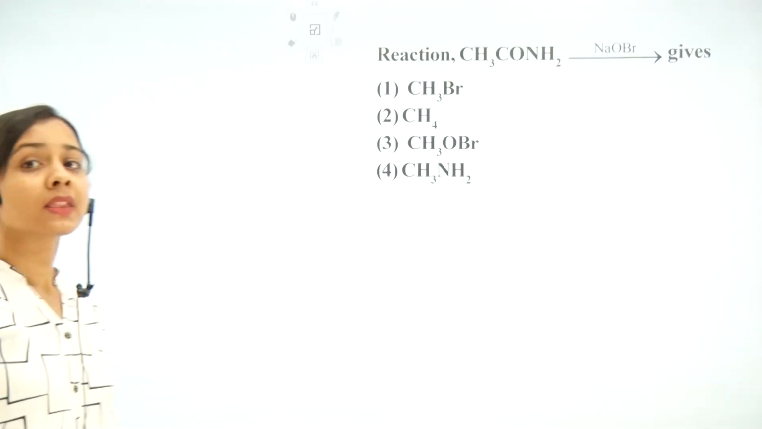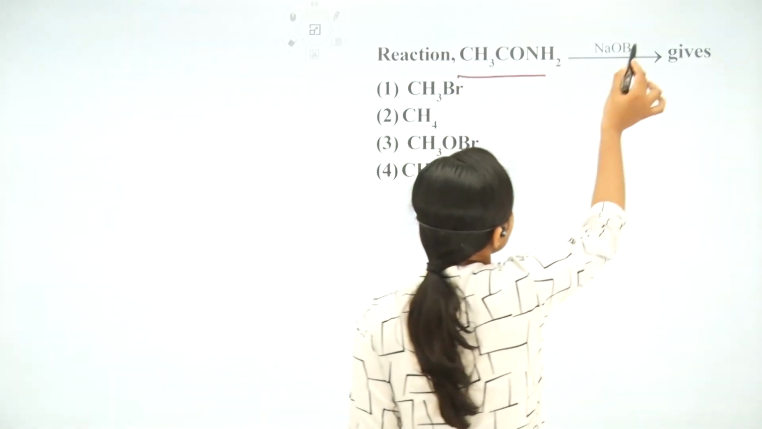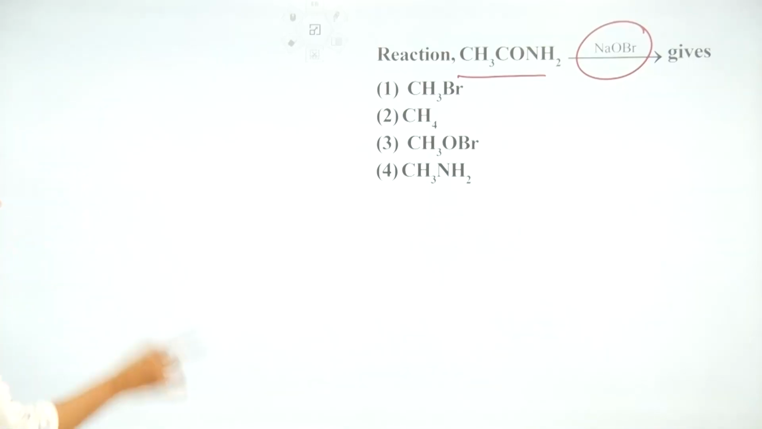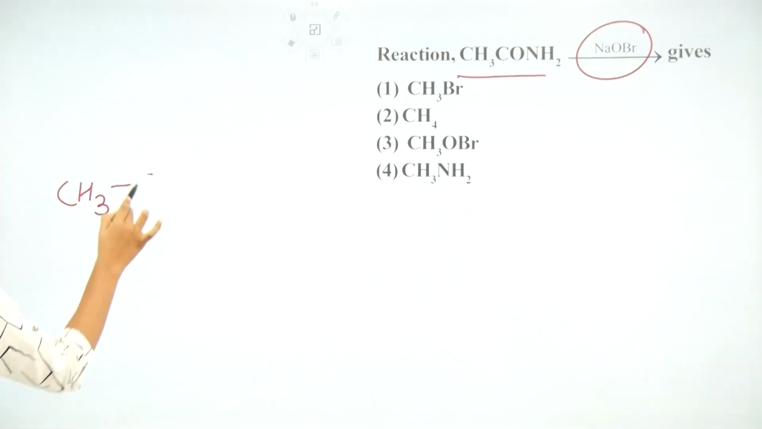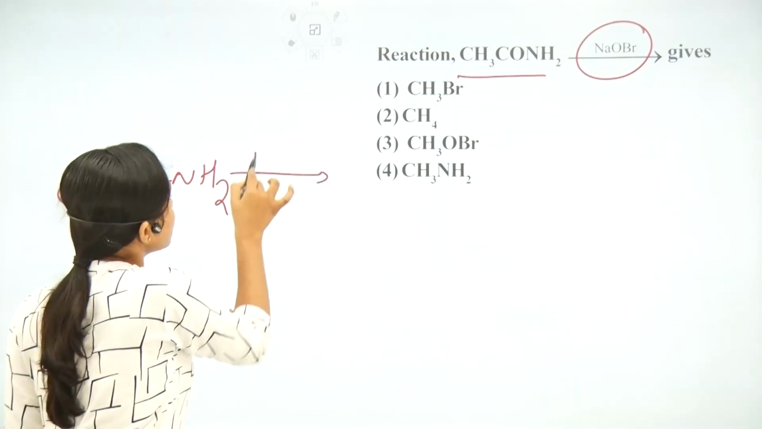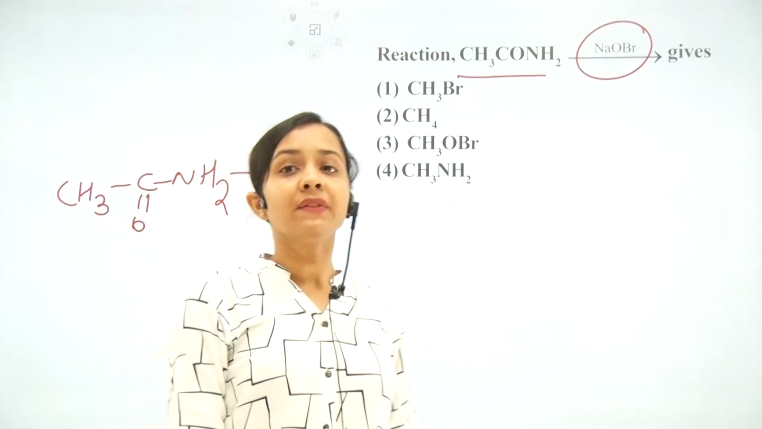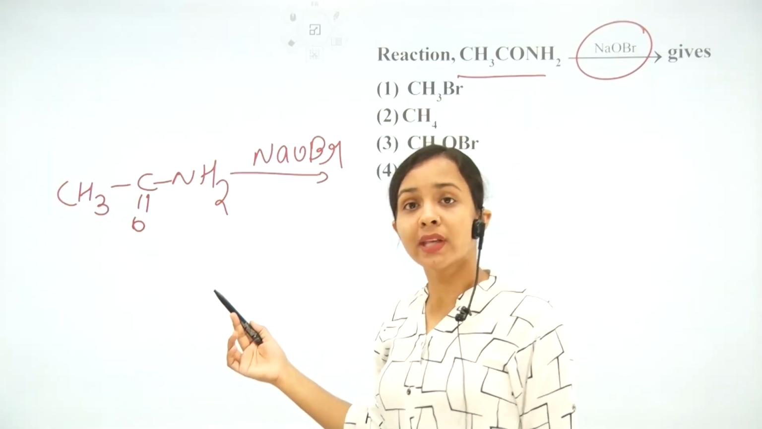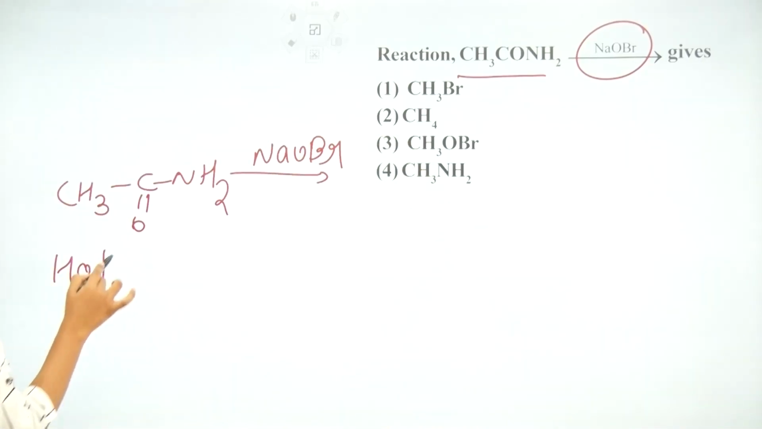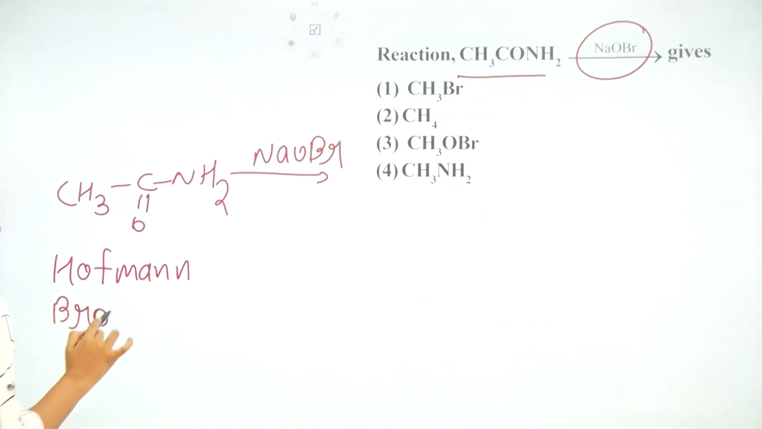Thank you. Hello dear students, so our next question is a reaction. Here we have this amide, CH3C=O NH2, and this amide will react with this reagent NaOBr, right? Students, we know that when an amide reacts with this reagent, this reaction is known as the Hofmann reaction. This is the Hofmann reaction, and this reaction is also known as the Hofmann bromamide reaction.